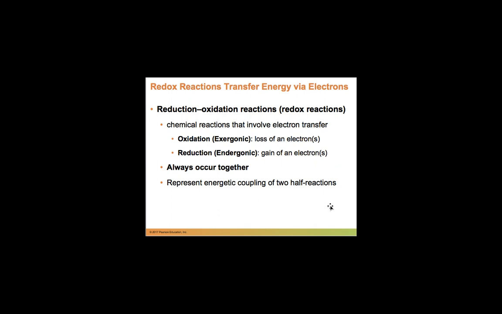All right, our redox reactions, or reduction-oxidation reactions. Your redox reactions are going to involve the transfer of electrons. Oxidation is when we lose electrons. It's an exergonic reaction. Reduction is endergonic. Reduction is when you gain electrons. Oxidation and reduction always occur together. So as one substance loses electrons, another substance will have to gain those electrons. That's why they take place together.